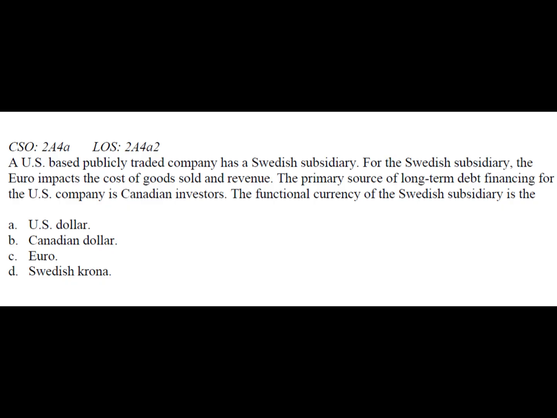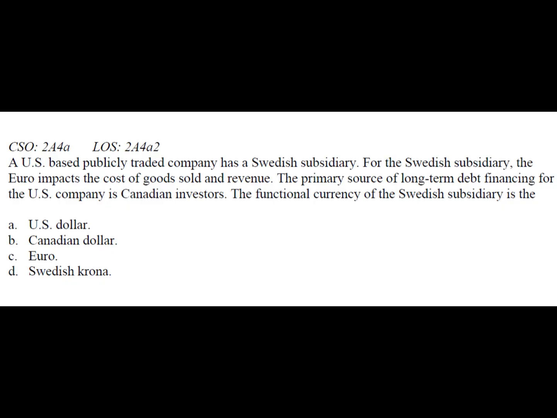C. Euro. Correct. Since the euro primarily influences both revenue and cost of goods sold, it represents the primary economic environment in which the subsidiary operates and is therefore the functional currency. D. Swedish krona. Incorrect. Although the subsidiary is located in Sweden, location alone does not determine functional currency if another currency dominates its business transactions.